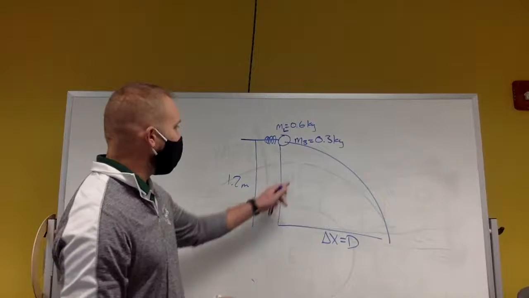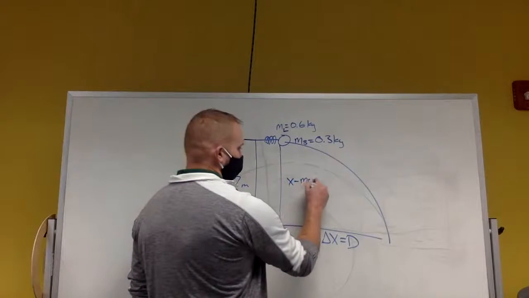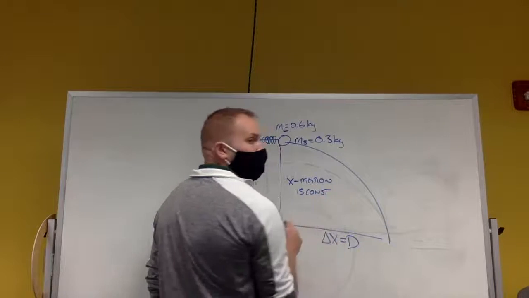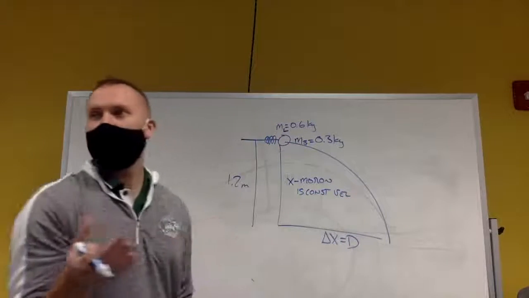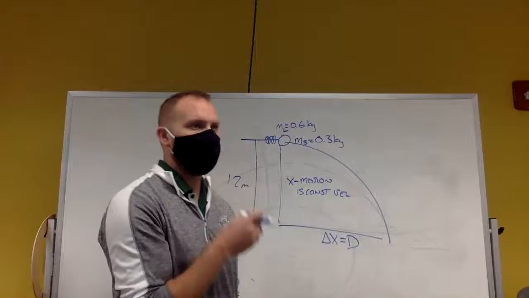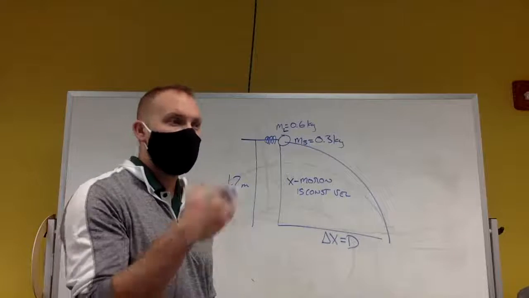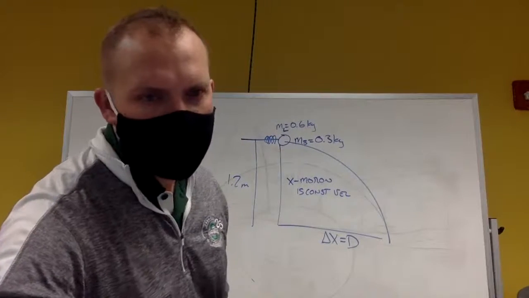Again, horizontal motion, x motion, is constant velocity because there's no force acting in the x direction. The only force is gravity. That acts straight down, okay? It's either speeding it up or changing its direction. Those are the two components of gravity.